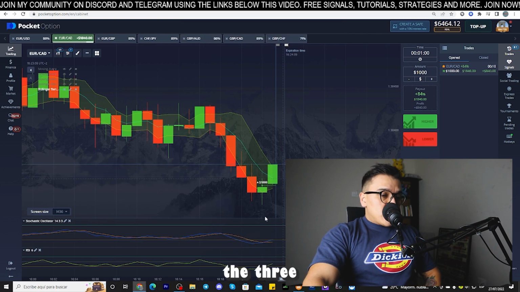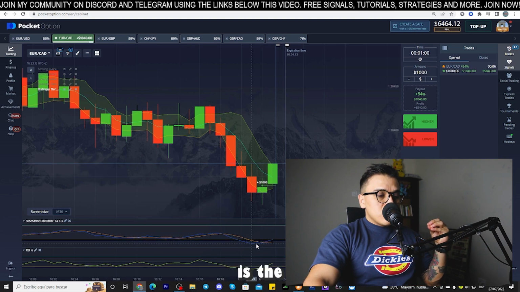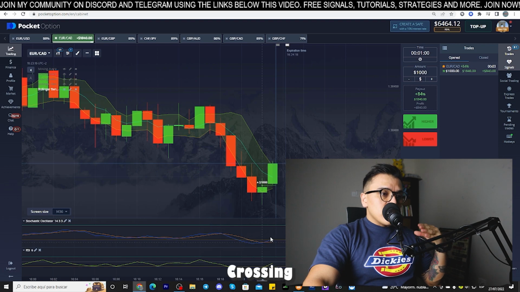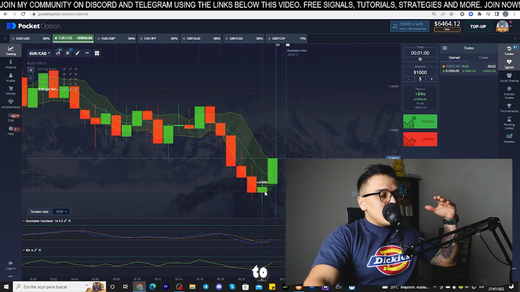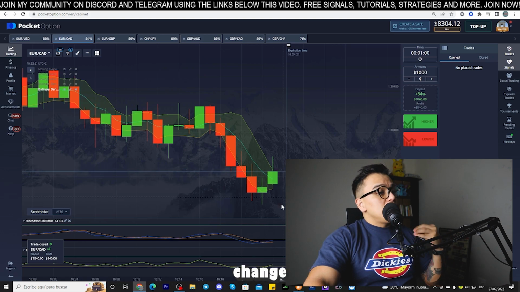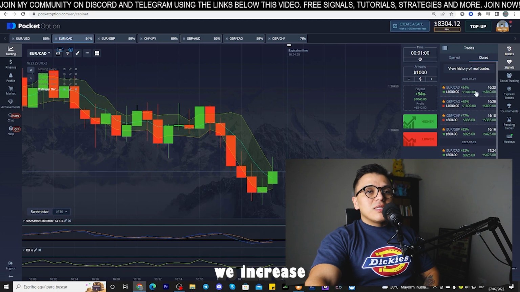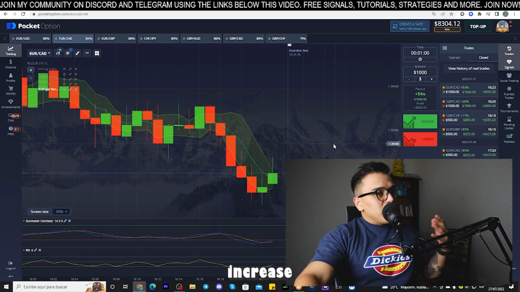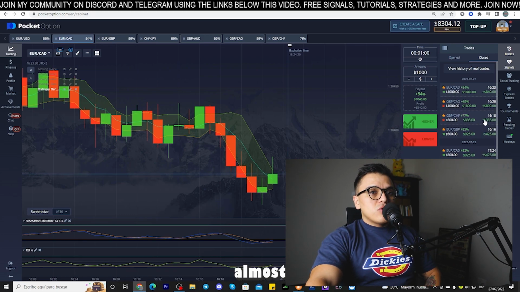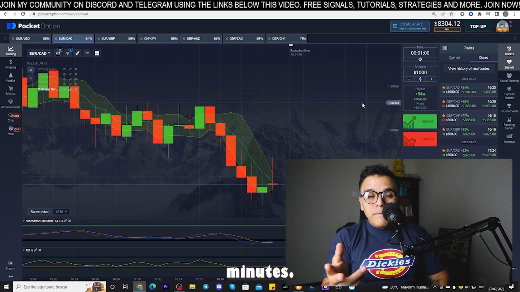So the 3 indicators are working for me. See, the stochastic oscillator blue line is crossing and going up, the Bollinger Bands have this beautiful candlestick telling me it's going to change direction, and the RSI is going up too. So we increased my balance. I increased my balance today by almost $2,000 in profit trading 15 minutes.